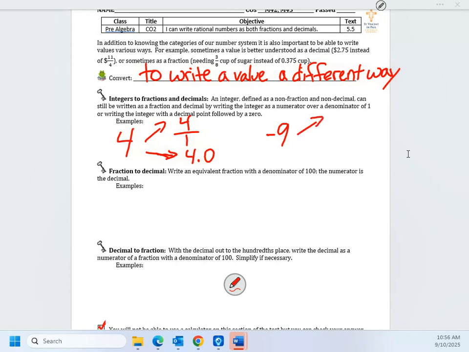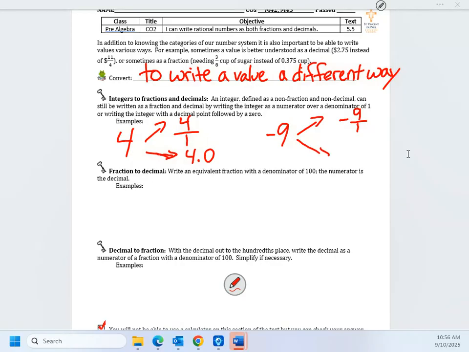Another example would be -9. How do I make -9 a fraction? What would that fraction look like? Yeah? Negative 9 over 1. So we talked about that with that homework yesterday. You got to keep that negative sign with it. When we convert from a fraction to an integer, that negative stays with it.